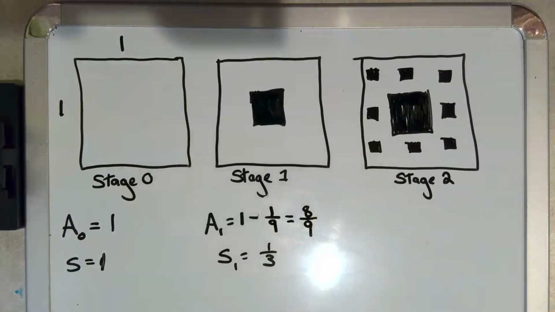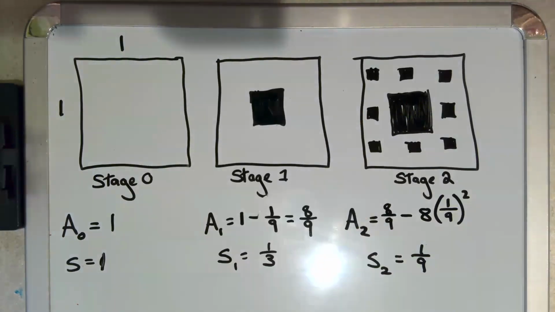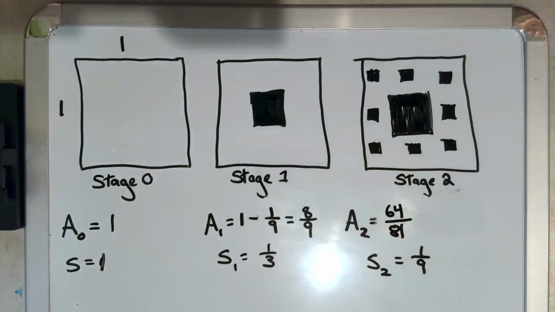Now, if we move over to stage 2, we know that the side length of those little guys is 1/3 of the side length at stage 1. So that means that the side length at stage 2 is 1/9. So now as we go to calculate our area of stage 2, we take the area that we had at stage 1, which was 8/9, and we subtract from it the area of our new cutout squares. Now there are 8 of them, so we're subtracting 8 times 1/9 squared, and so that is 8/81, and 8/9 minus 8/81 is 64/81. Now that should look a little bit familiar.